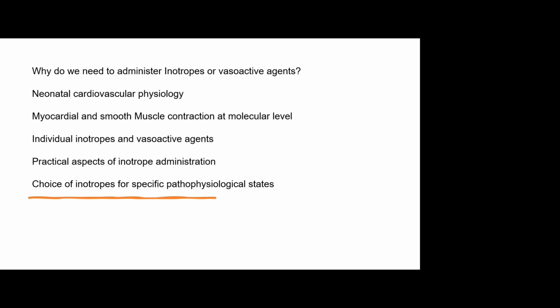We'll also look at what would be the best choice of inotrope for certain specific pathophysiological states. For example, a patient with pulmonary hypertension, or a patient with septic shock, a patient in low cardiac output state. What would be the best approach in terms of inotropic support?